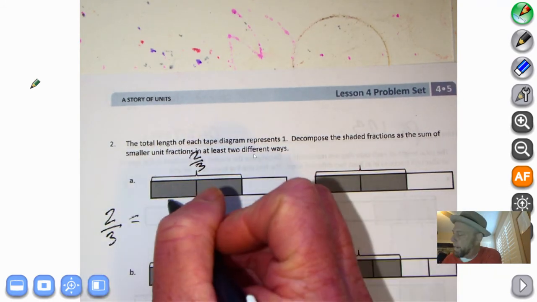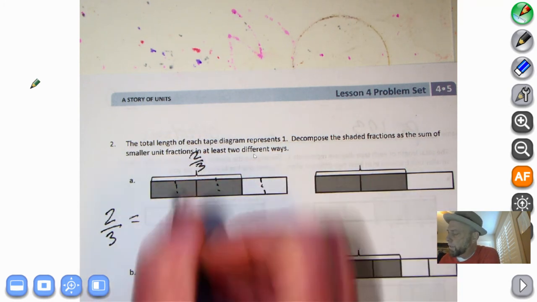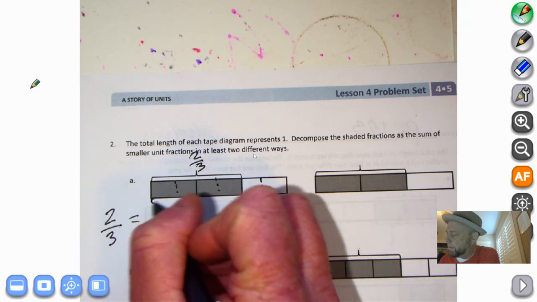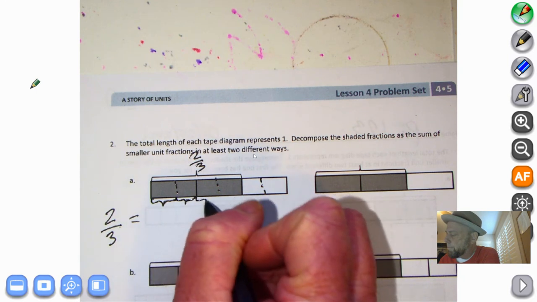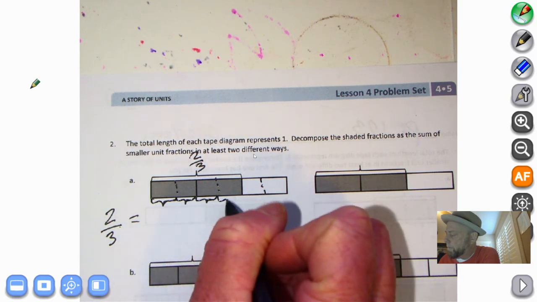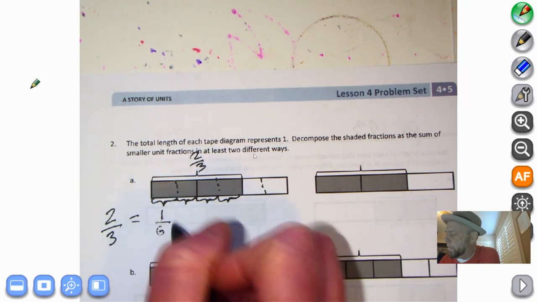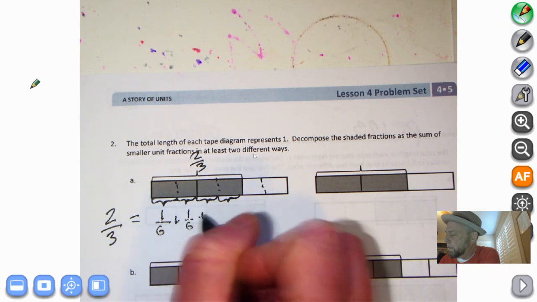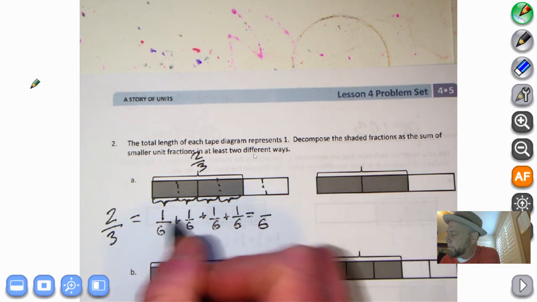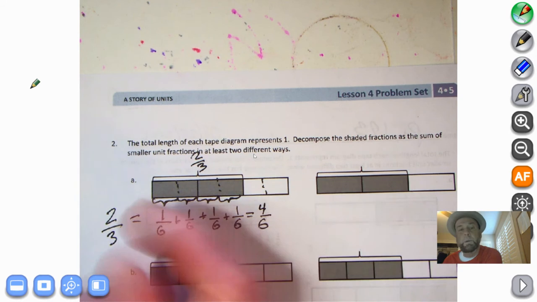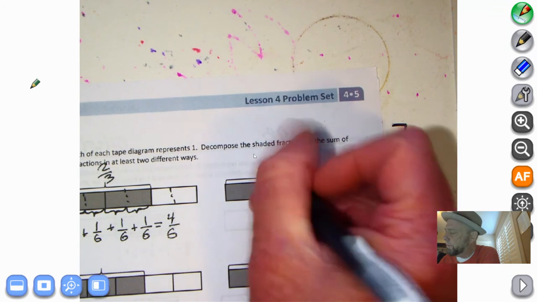Okay, so let's break them up in half. All right. So what do these symbolize now? What do these represent? These brackets. Well, how many total do we have? 1, 2, 3, 4, 5, 6. So 1/6. So I do 1/6 plus 1/6 plus 1/6 plus 1/6. What's that going to equal? 6 remains the same. 1, 2, 3, 4. Look at that. It's 4/6. So 2 out of 3 is the same as 4 out of 6. Beautiful.